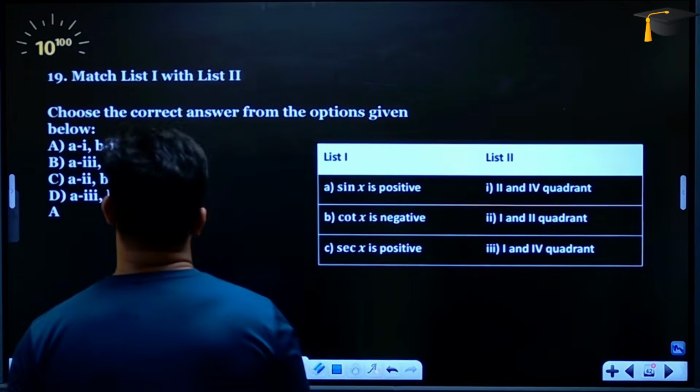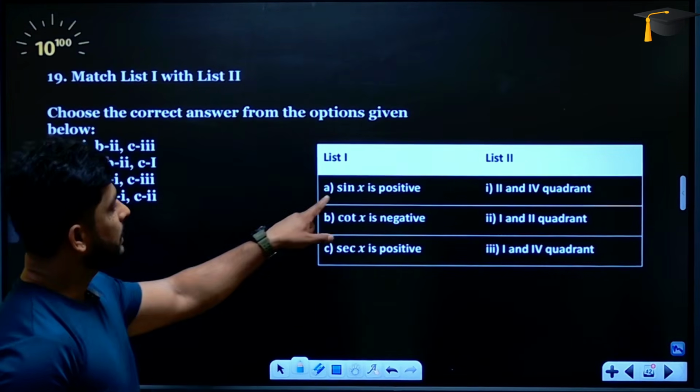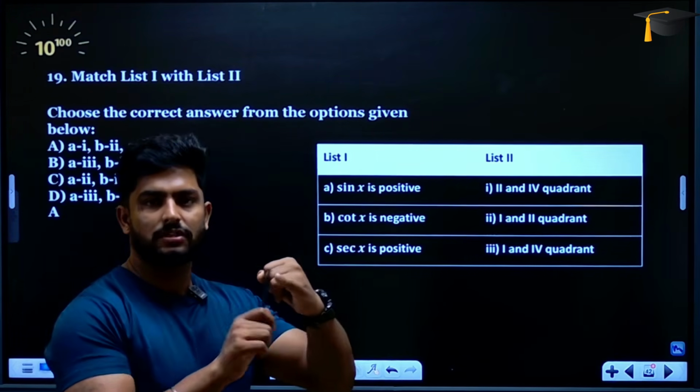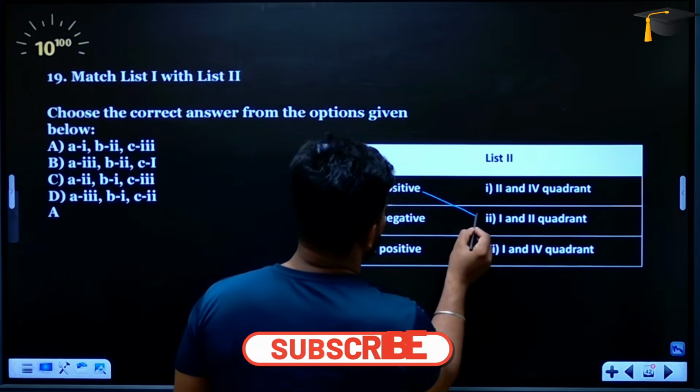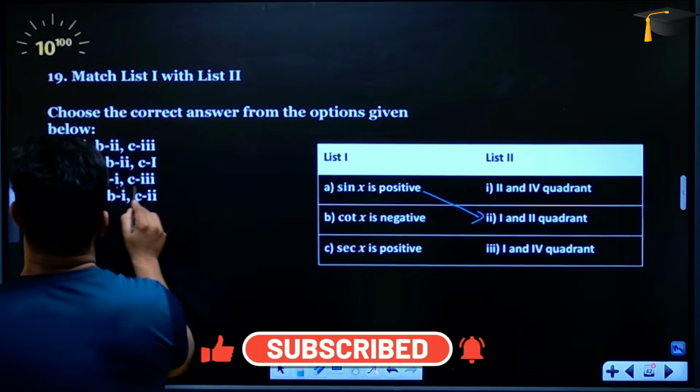Next, okay, match the following. So be careful and solve. So sin x is positive. In which quadrants is sin x positive? First and second. So first and second means this. So A2 is here. There is only one option with A2. That means option C is the right answer.